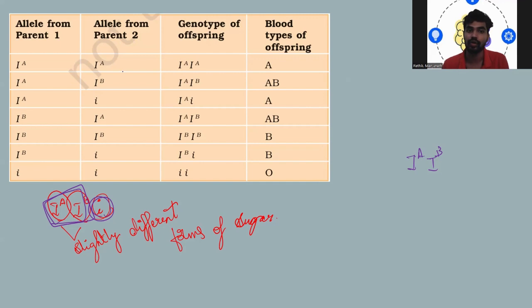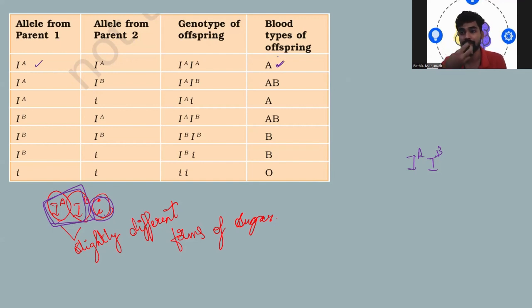Say it is homozygous. The allele from parent one is IA, and the allele from parent two is again IA. So what would be the genotype of the offspring now? The genotype would be IA IA, that is homozygous in condition. As a result, you will get what type of blood group now? A blood group.